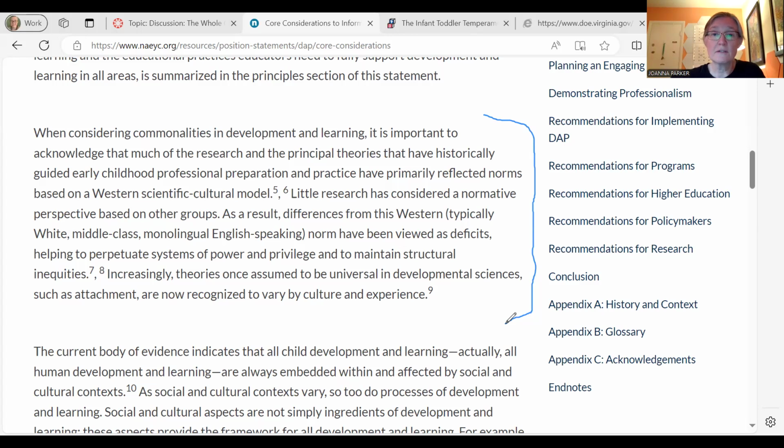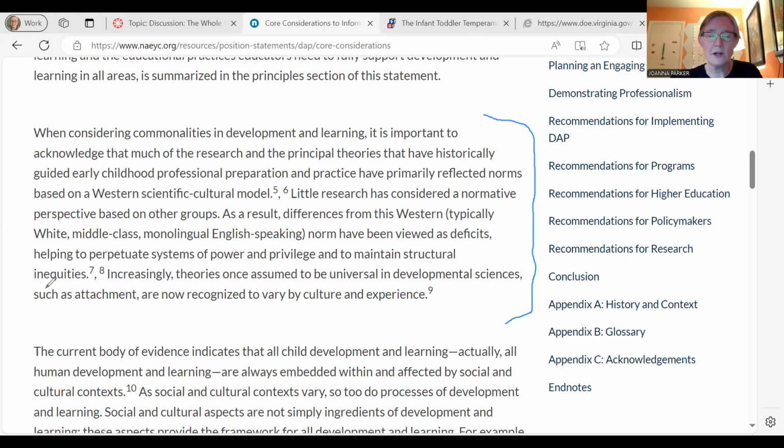Little research has considered a normative perspective based on other groups. As a result, differences from this Western, typically white middle-class monolingual English-speaking norm have been viewed as deficits, helping to perpetuate systems of power and privilege and to maintain structural inequities. So this is pretty powerful language coming from our national association.